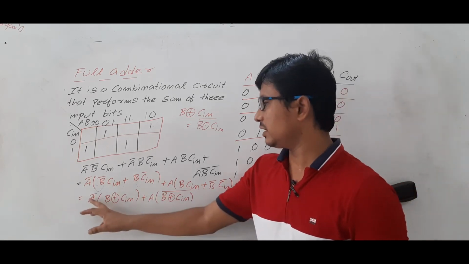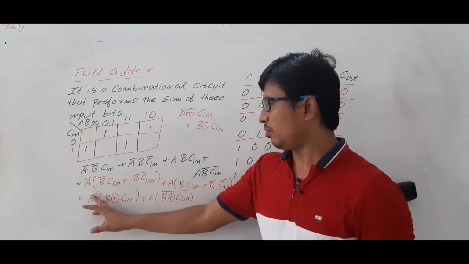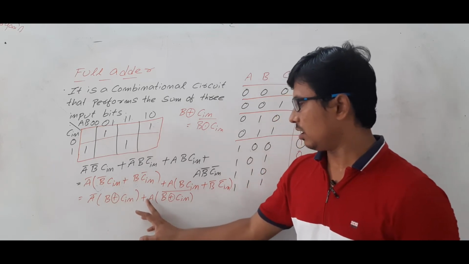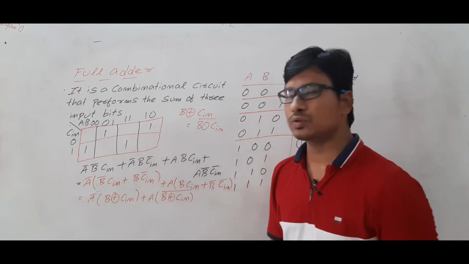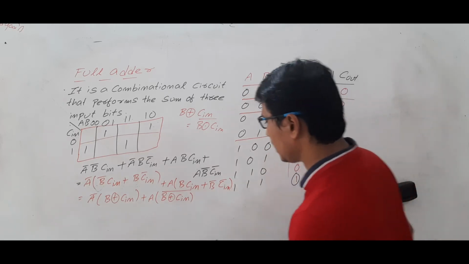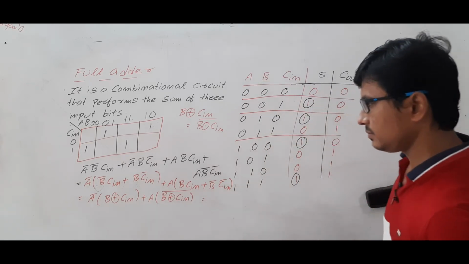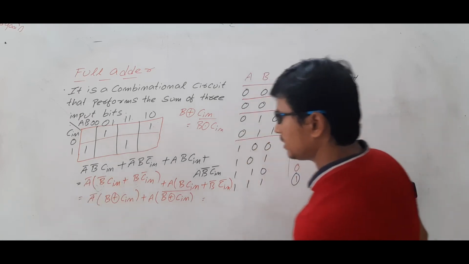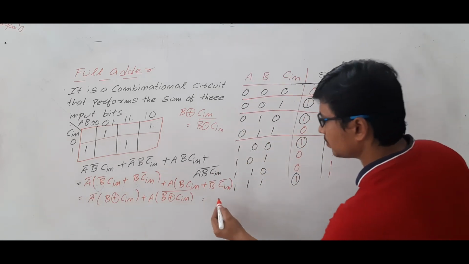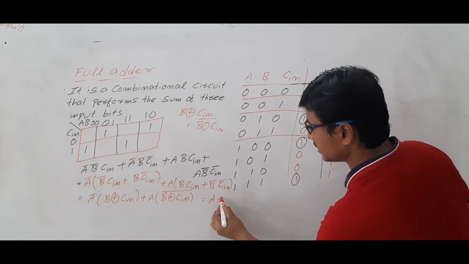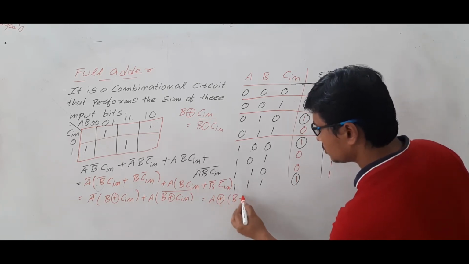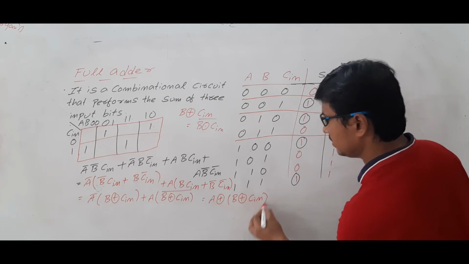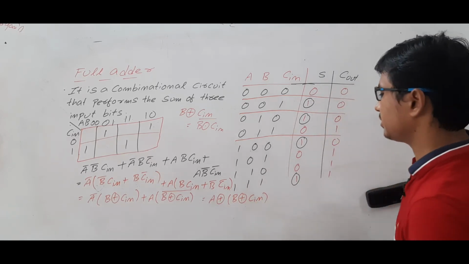Now again, you have A complement B or A B complement. What is the B here? B exclusive or C in. So I will get A complement B or A B complement. I can write it as A exclusive or B exclusive or C in. This is the expression we will get for the sum.